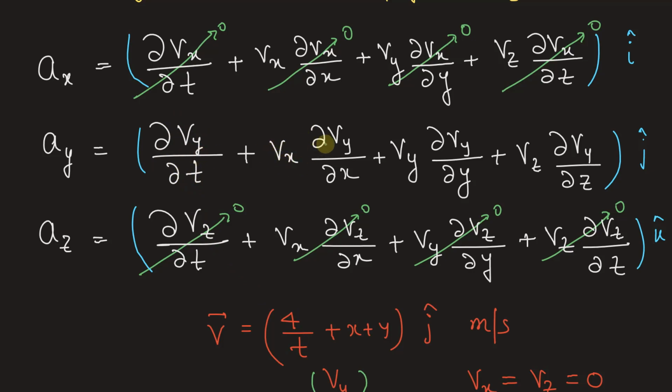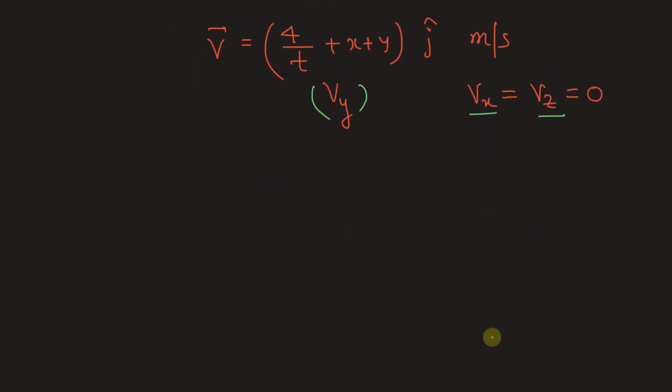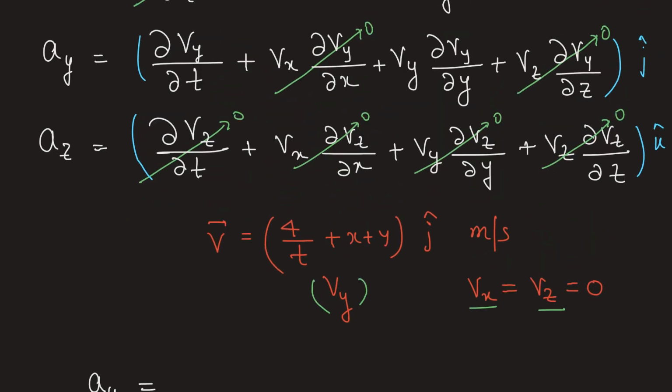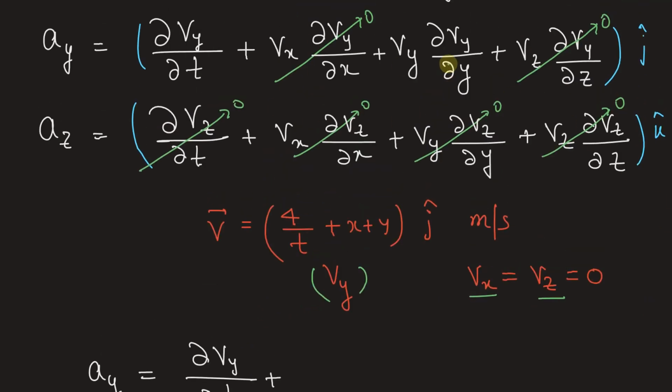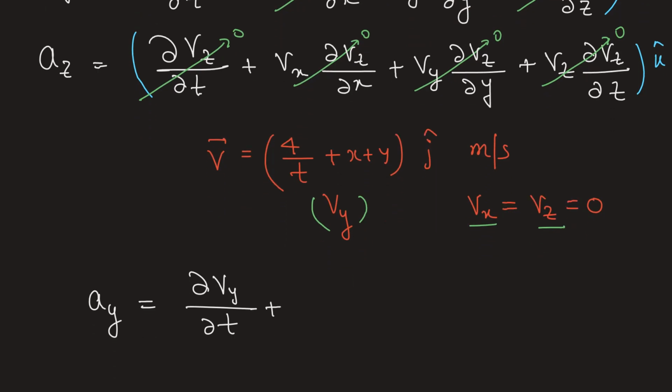Now Vx we already know is 0, so this complete term will become 0. Vy is not 0 because it's given here, and that's why ∂Vy/∂y is also not 0, because Vy is also a function of y. Now Vz is also given as 0, so this term will become 0. So now we have the expression of acceleration in the y direction: Ay equals ∂Vy/∂t plus Vy ∂Vy/∂y, since all other terms are 0.